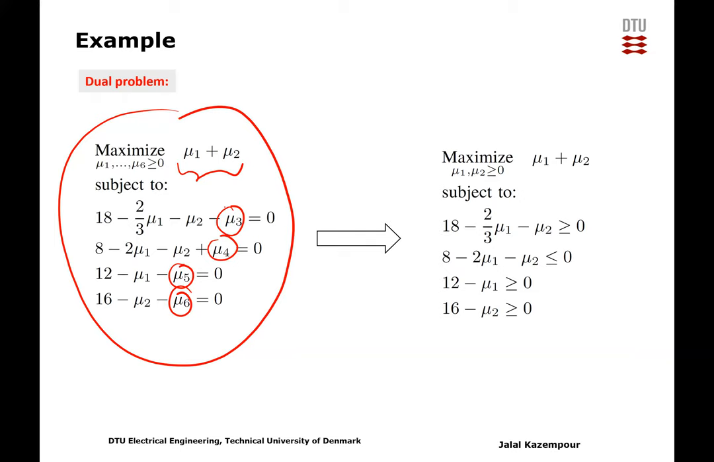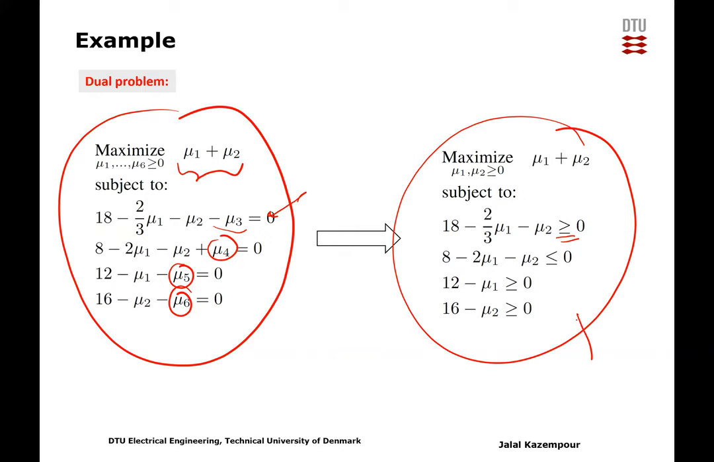We know that mu3 takes a positive value. So if we remove it, we can just write greater than or equal to zero. We are not interested in the value of mu3. We can safely eliminate it because mu3 does not appear anywhere else. It's just in this constraint. It's like a slack variable. And the same for the others.